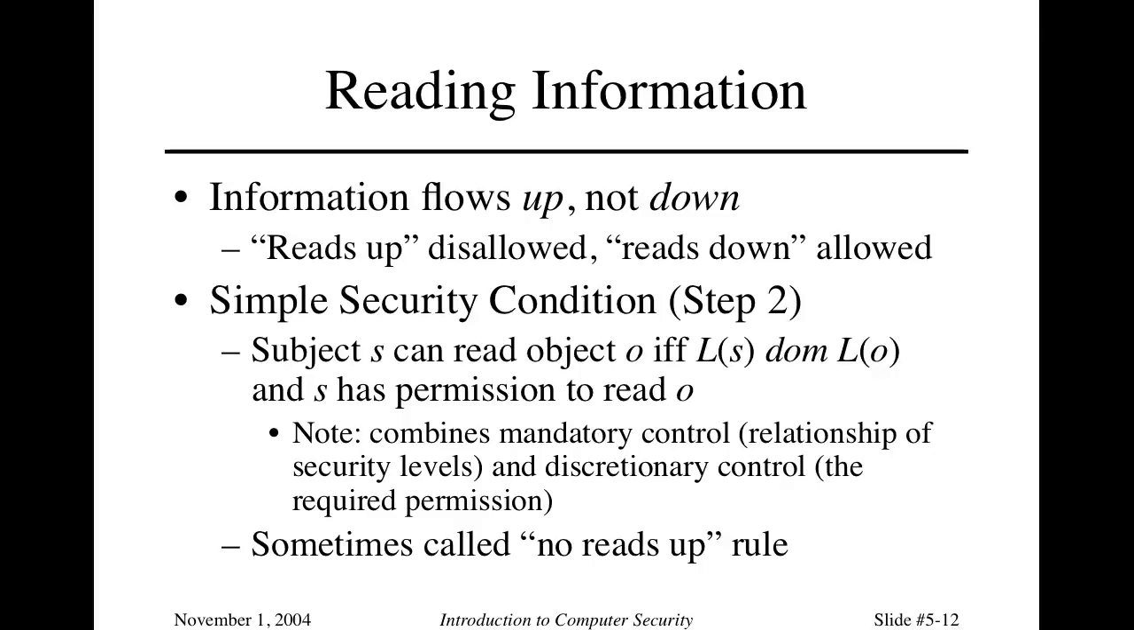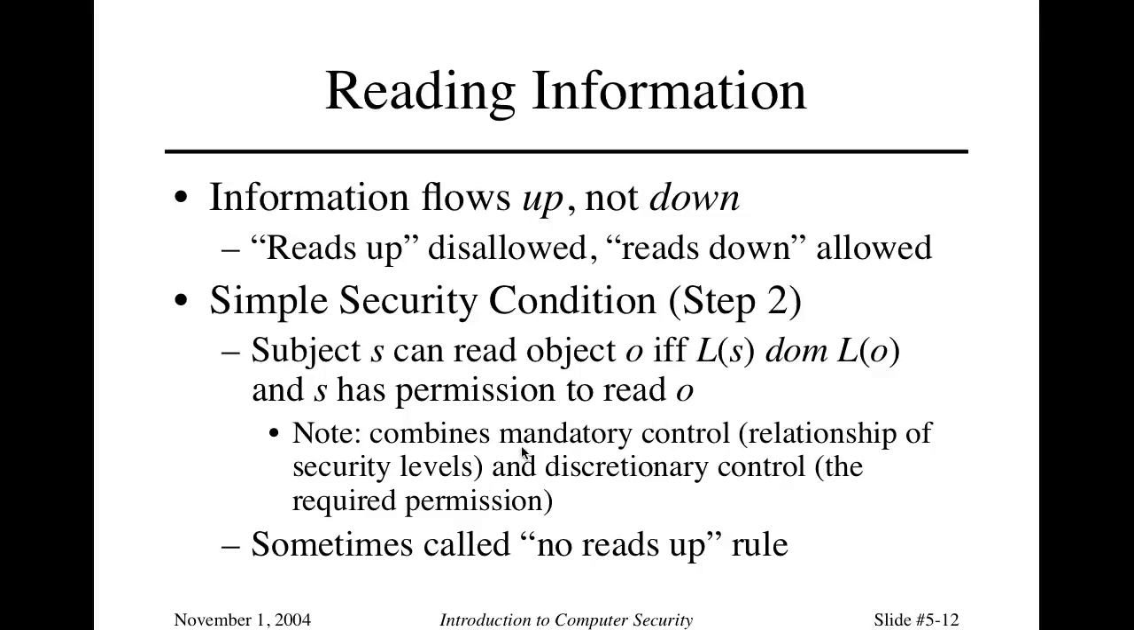We only allow information flowing in one direction. In other words, it flows up, not down. So here we simply change the greater than to the dominates relation. If the subject's secret level dominates the object's secret level, we allow read permission.